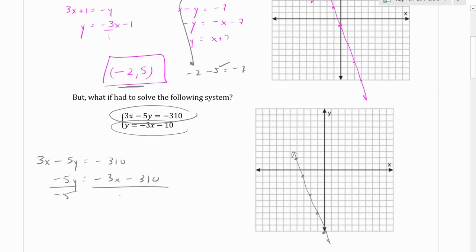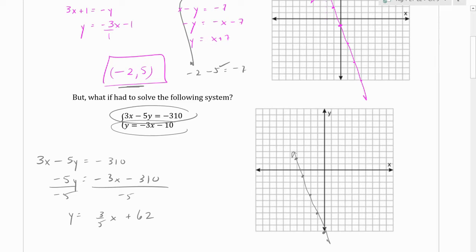divide both sides by that negative 5. That part's now 3/5 x. That's no big deal. Negative and negative is positive. 3 into this goes 62 times. Yeah, that won't fit on the screen. I'd have to change my scale, or else I have a really big sheet of graph paper if I'm going to graph that.